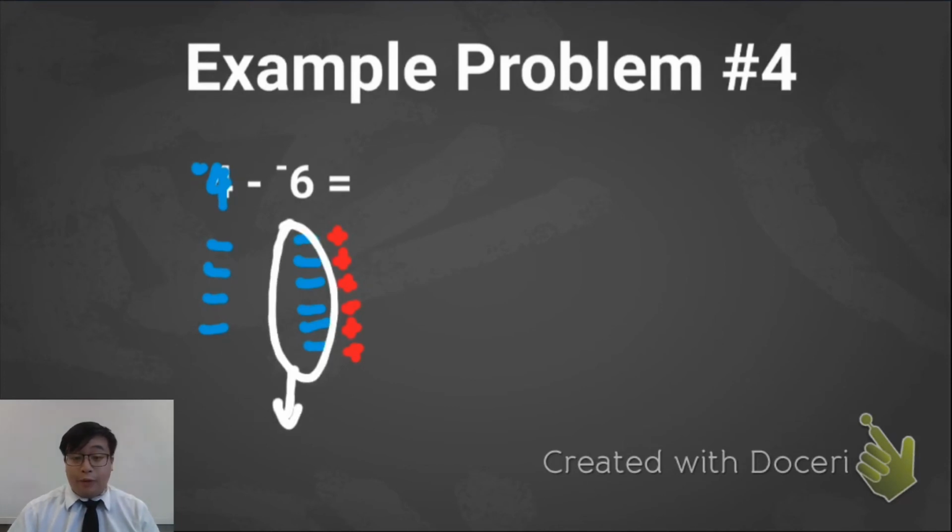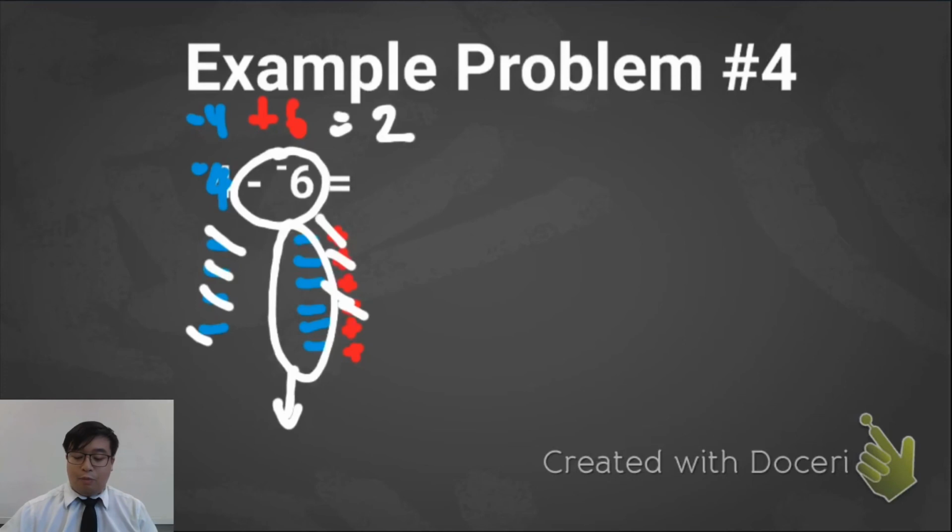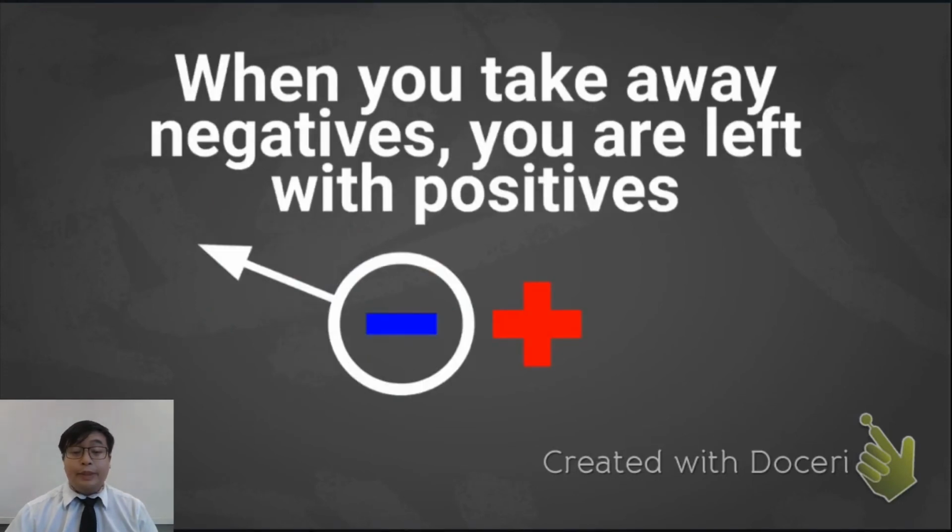And notice what we have left over. After I take away these 6 negatives, I have these 6 positives left over. So what's really happening is I'm changing this into 6 positives. Again, when I take away those negatives, I'm left with a bunch of plus signs afterwards. So I have negative 4 plus 6. These are going to cancel out, and what's left over is going to be positive 2. So the answer is going to be 2. So when we're dealing with these subtraction problems, just remember when we take away negatives, that's the same thing as having a bunch of plus signs left over.